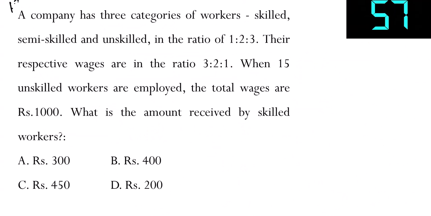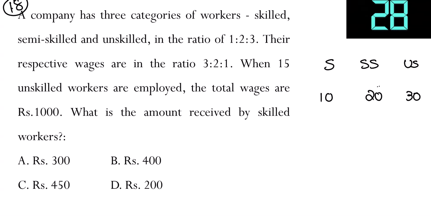Now see the next question. Wages, skilled. This is regarding time and work, or basically the ratio concept also we can say. Now see this question here. A company has three categories of workers: skilled, semi-skilled, unskilled, in the ratio 1 is to 2 is to 3. Let's say here 10 people, here 20 people, here 30 persons. You can take 1000, 2000, 3000, your wish. Their salaries are in the ratio 3 is to 2 is to 1. Check this question, everyone try to solve. Okay, wages are 3 is to 2 is to 1.